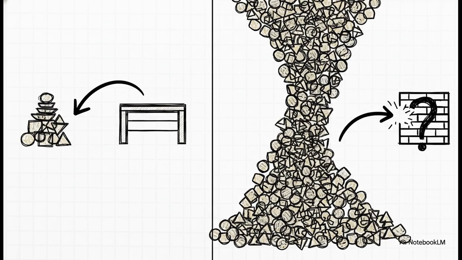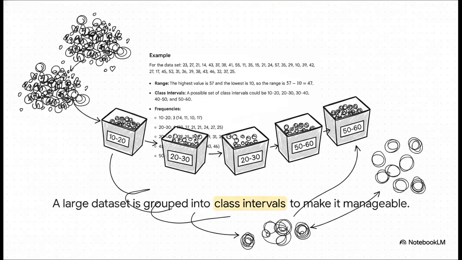Now that simple table is fantastic for a small set of clues like the one we just had. But what happens when the case gets bigger? I mean, what if we have hundreds, maybe even thousands of data points? That's when we need to get a little smarter and start grouping our clues into what we call class intervals. So instead of looking at every single number one by one, we group them into buckets or ranges. You know, like all the scores from 10 to 20, then 20 to 30, and so on. This makes even massive data sets way more manageable and lets us see the bigger picture.